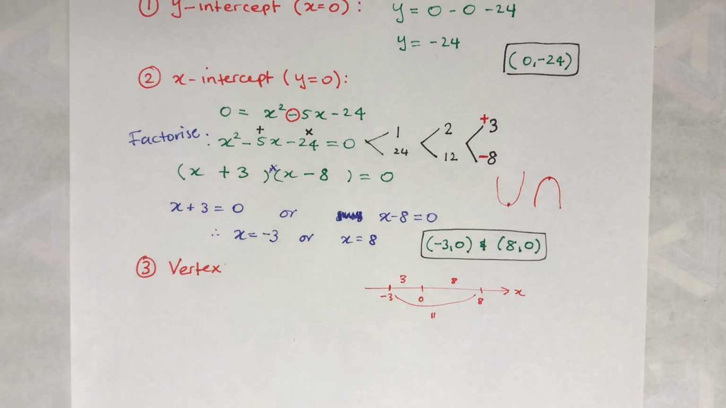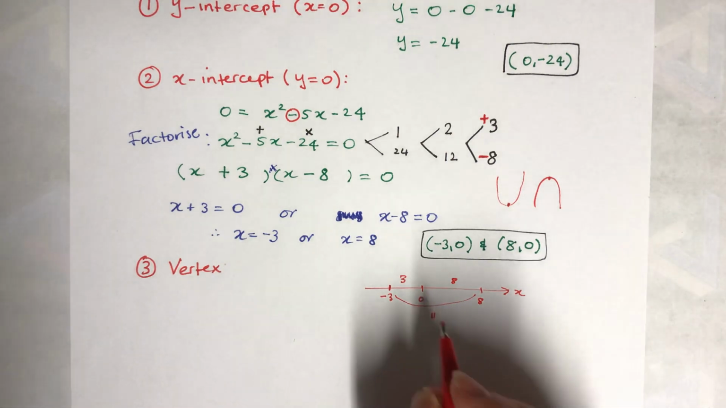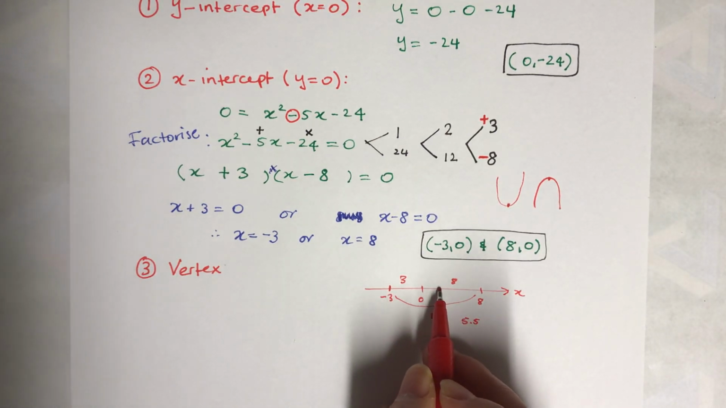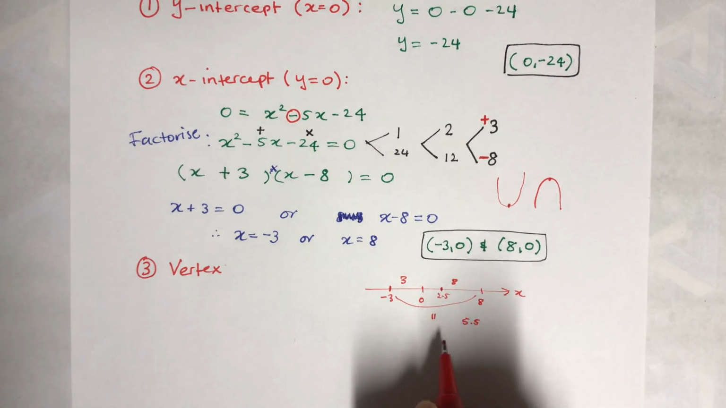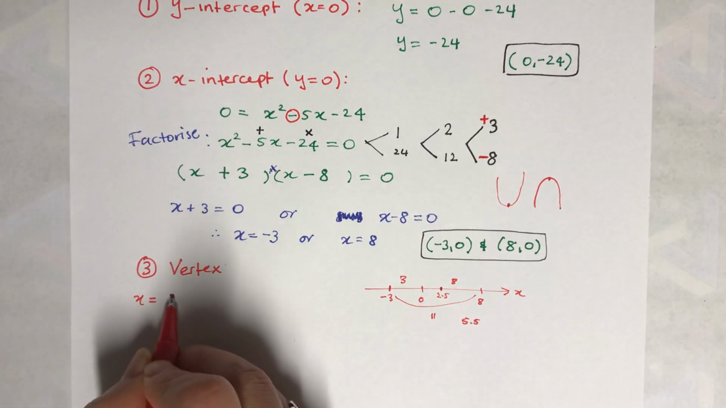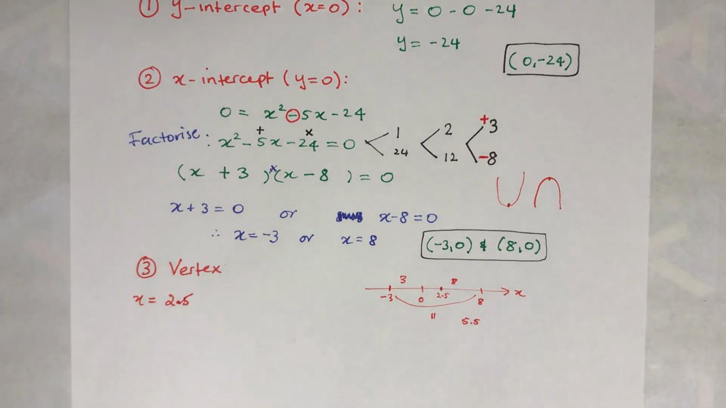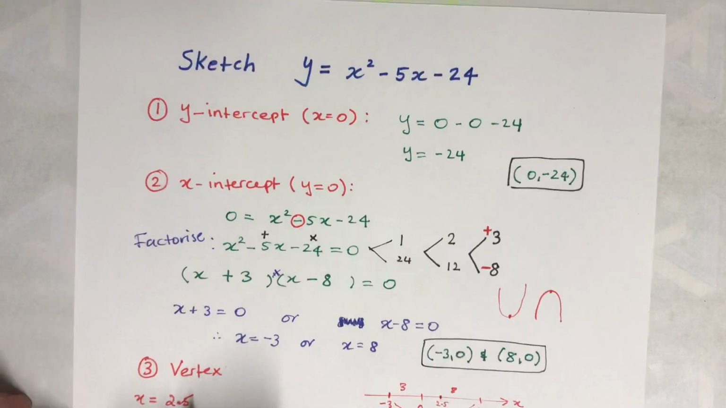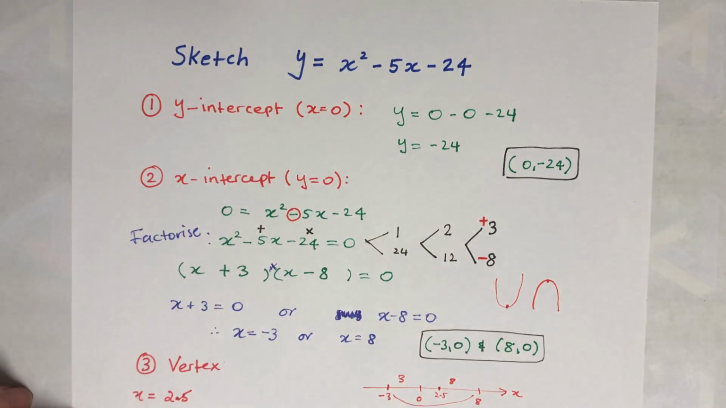Now the vertex, because a parabola is symmetrical, has to be bang in the middle. So what's halfway of 11 units? 5.5. So that's 3 and 2.5 here. That will give me 5.5 here and 5.5 here. So my x coordinate for the vertex is 2.5. Then if I substitute this value into my original equation, I will get the y value.